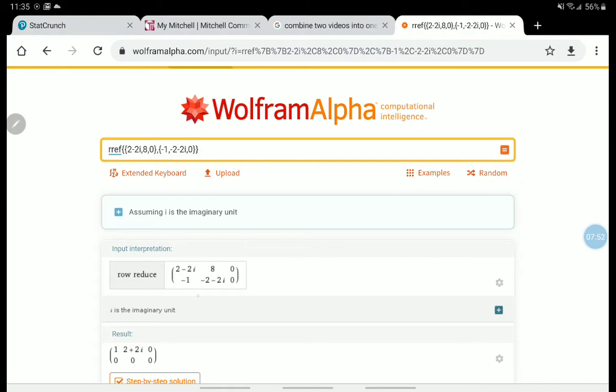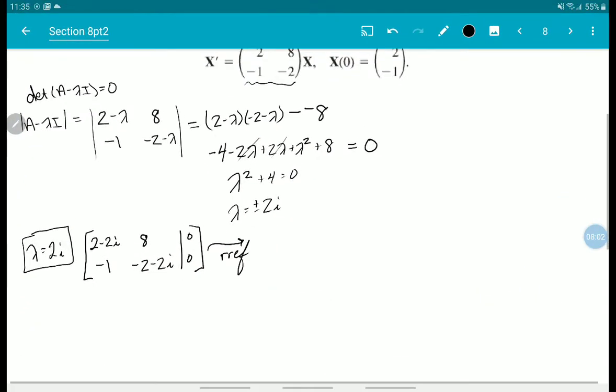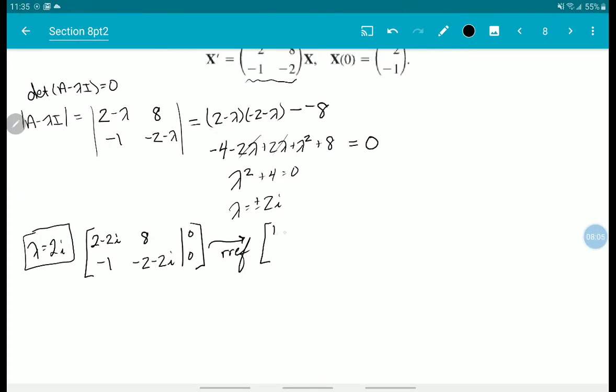So this is a good way to double check you typed everything in correctly. And then when I do RREF, this is the output. So my RREF looked like this. So we're going to read this the same way we would read any matrix. This says x plus this number times y is equal to 0. That number just happens to be imaginary in this case.